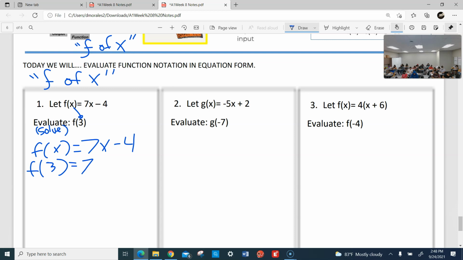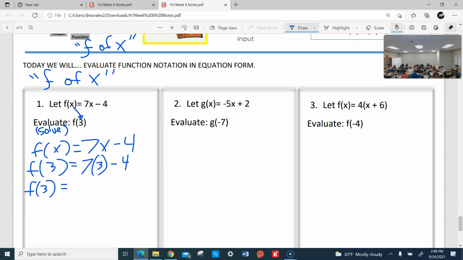What is happening between 7 and x? It's being multiplied. Correct. So I'll make sure to put a 3 in parentheses to indicate that same multiplication. So now we have f of 3 is equal to 7 times 3 minus 4. So I want to know what is the answer of this function when I plug in a 3. So let's go ahead and do PEMDAS. Very good. PEMDAS says we would do 7 times 3 first, which is 21, minus 4, which is what?